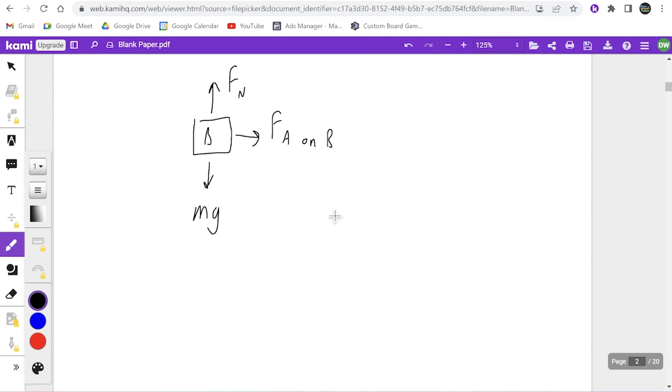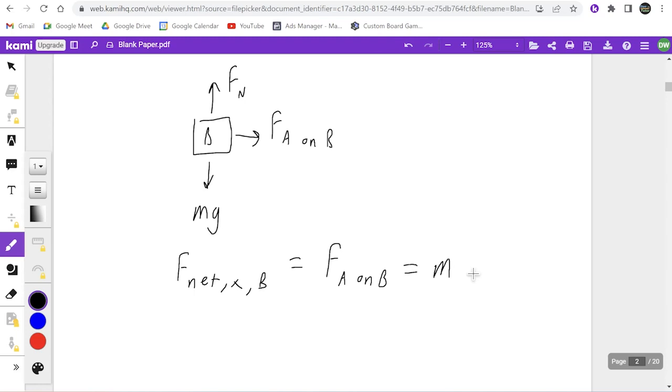And now what I'm going to say is if I do Newton's second law, which I will say F net, comma x, comma b, because this is just box B now, that's equal to all the forces to the right, FA on B, minus the forces to the left. There are none. You can write minus 0, although you technically don't even have to do that. And then you say equals ma.